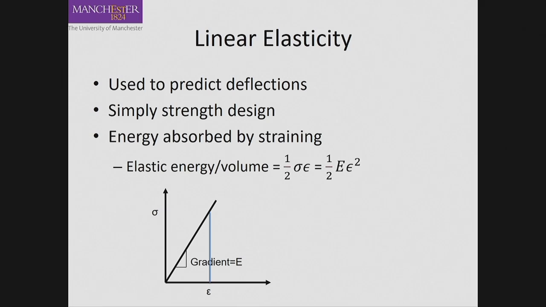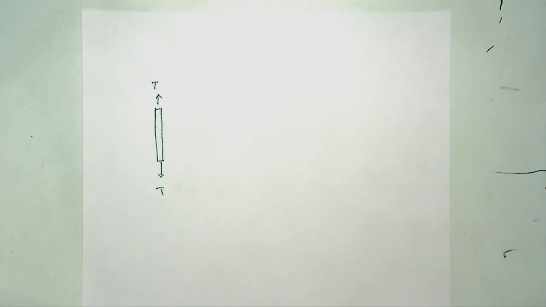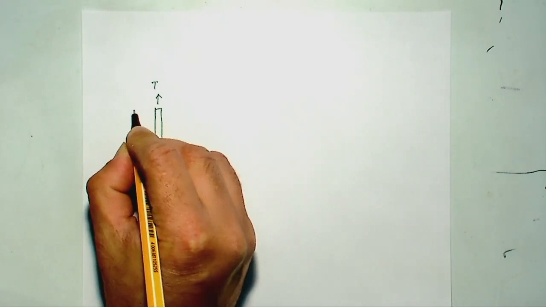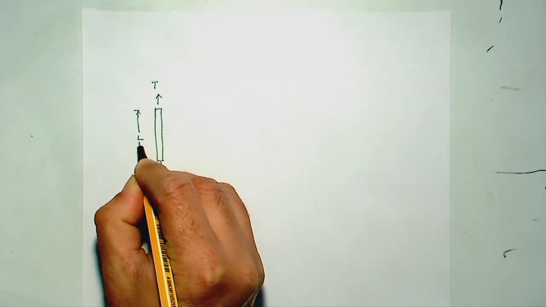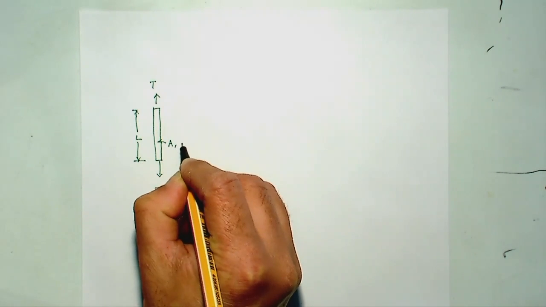So imagine you have tested a metal specimen under tensile loading, and the length of the specimen is say L, and the cross-sectional area is A.